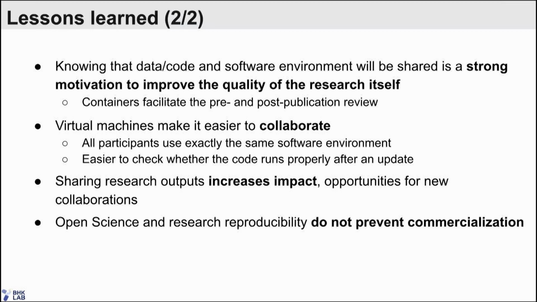Another point is that open science and research reproducibility do not prevent commercialization. So you can have an initial scientific discovery that is completely open, and you can still build a commercial product. You can still generate revenues based on that. So it's a misconception that open science prevents any kind of commercialization.